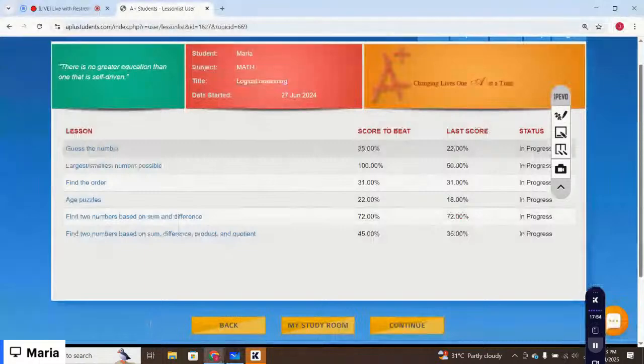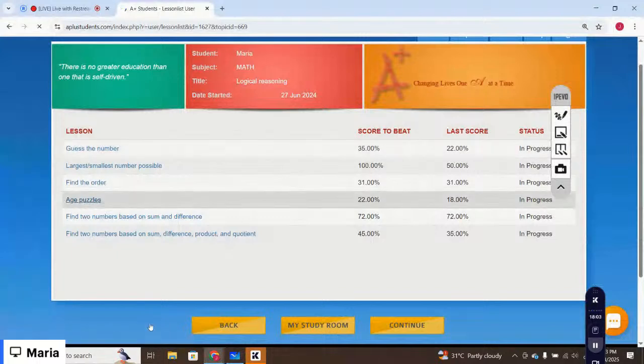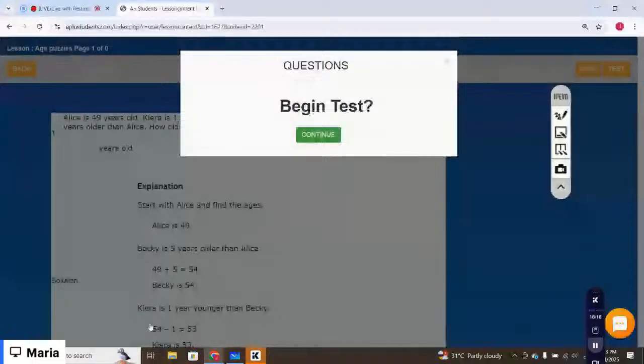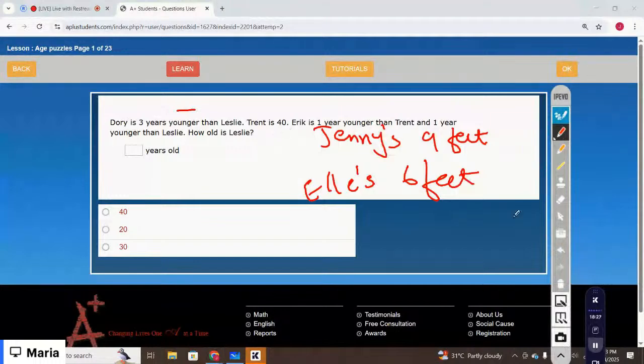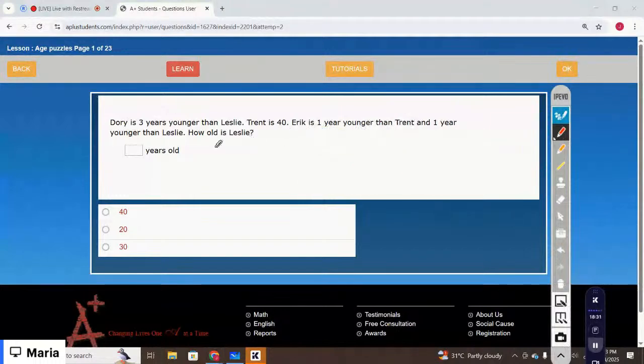Here I am on grade 3 math. The chapter we are on right now is logical reasoning. Let's just start the lesson age puzzles. Let's start with the test questions. Dory is 3 years younger than Leslie. Trent is 40 years. Eric is 1 year younger than Trent and 1 year younger than Leslie. How old is Leslie?